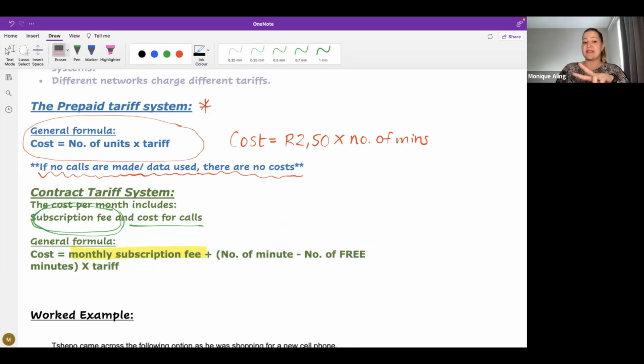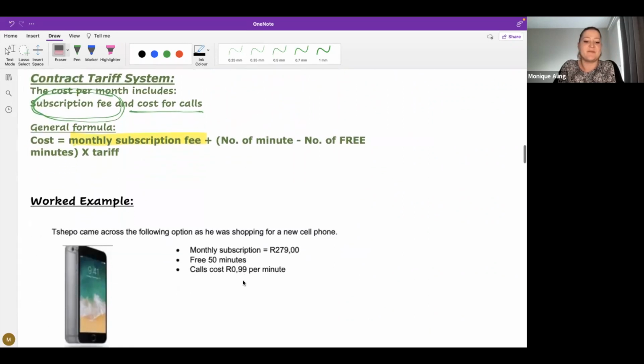The two important things to remember here are our general formula, and that prepaid is before we use our airtime and contract is we pay at the end of the month. Is everyone ready to try some cell phone tariff questions? Or are there any questions on what I've just explained to you guys? If you do have any questions, just let me know in the chat.